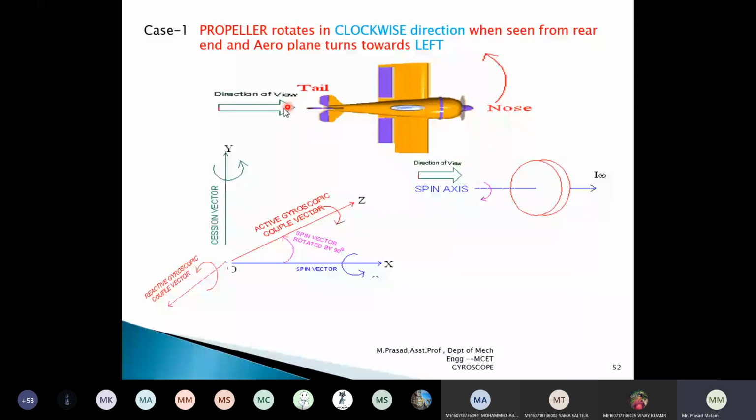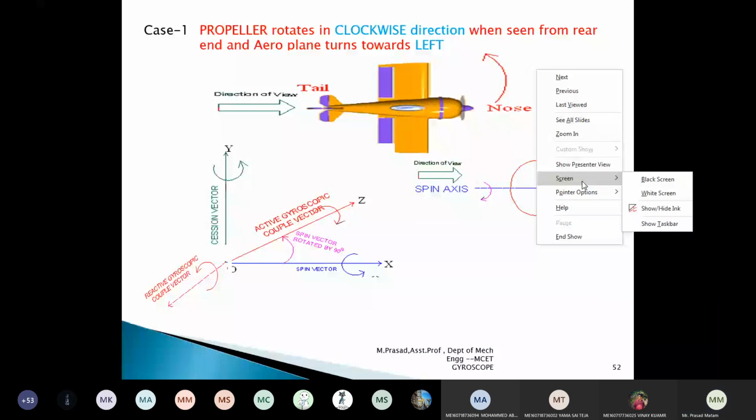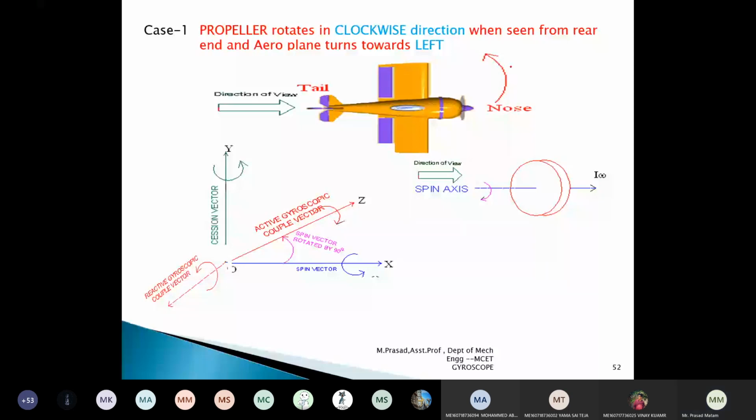And you see case 1. Propeller rotates clockwise when seen from the rear end, and the aeroplane takes a left turn. So with respect to my direction of view, what is my left side here? Up or down? I will put the arrow mark here. This is my left turn. Let me mention it here. The aeroplane is taking a left turn like this.